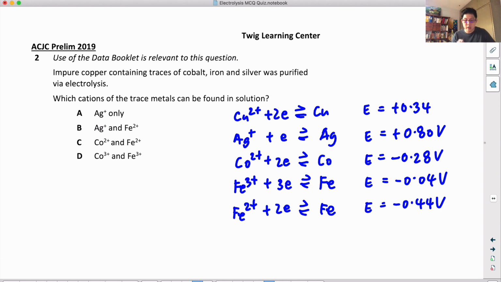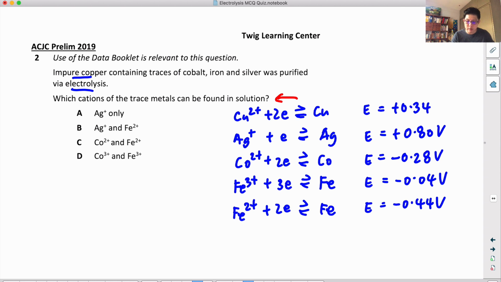So this is actually electrolysis, and you want to get pure copper from impure copper. The battery that is being used can definitely oxidize copper. Anything below 0.34 will also be oxidized. Anything above 0.34 will not be oxidized.